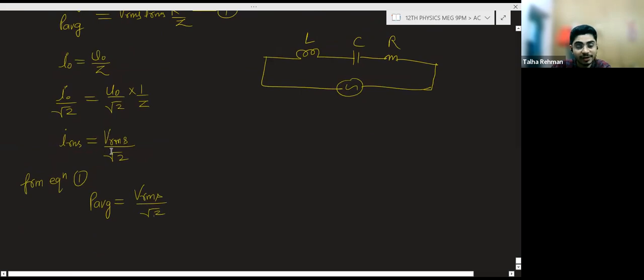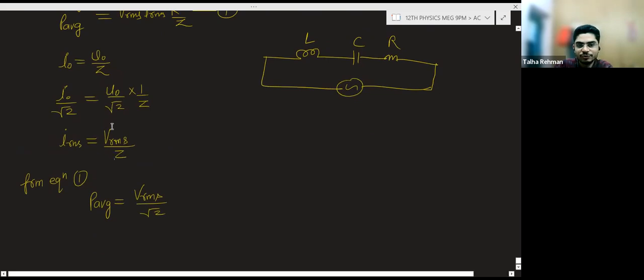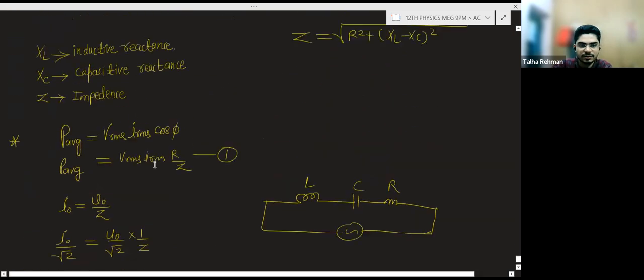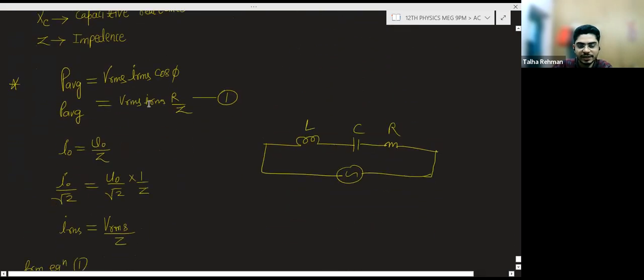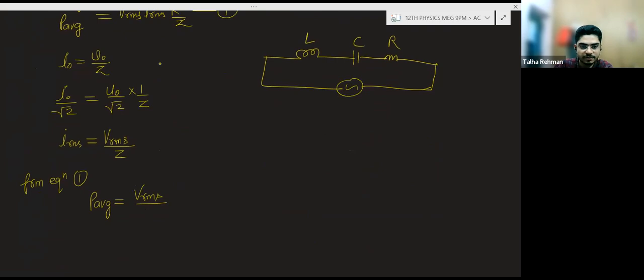Just a minute, what have I written? Actually, this will be Z, because V naught by root 2 will be VRMS, divided by Z. So average power will be, instead of current, this is the formula of the power: VRMS, IRMS, and into R by Z. So instead of the IRMS, you can write VRMS by Z, and here is VRMS into R by Z.